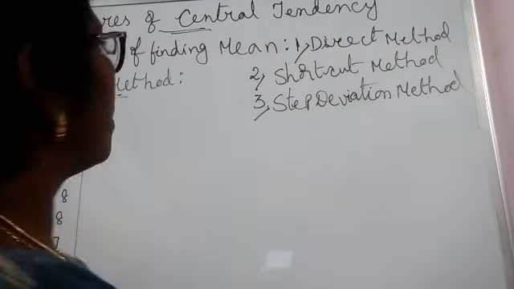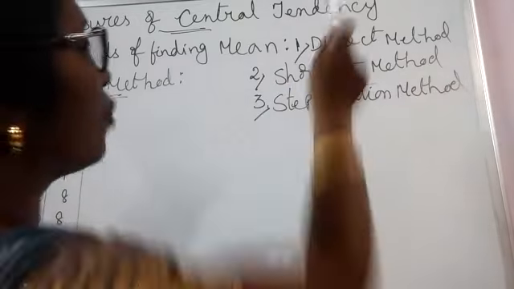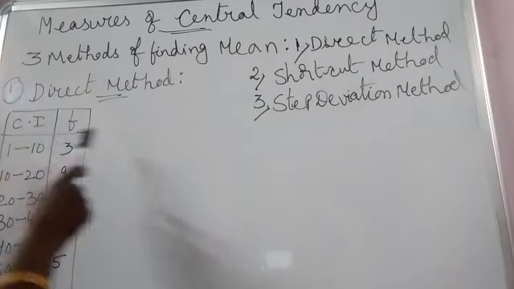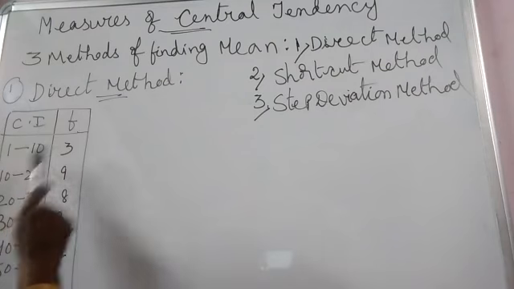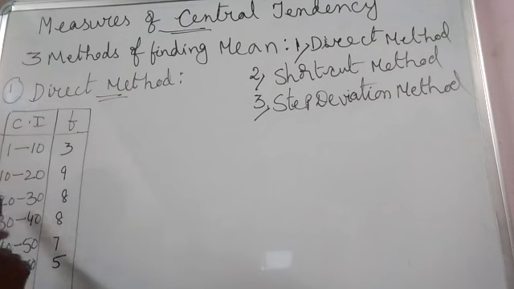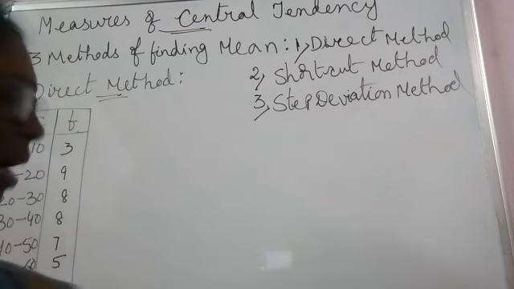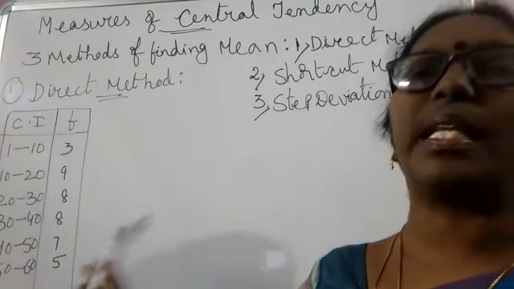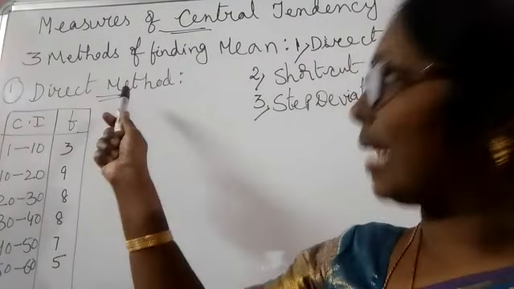Let us know how to find the mean by direct method. Suppose the class intervals are 1 to 10, frequency is 3, 10 to 20, frequency 9, 20 to 30, frequency 8, 30 to 40, frequency 8, 40 to 50, frequency is 7, 50 to 60, the frequency is 5. If it is so, how to find the mean for this given data by direct method?